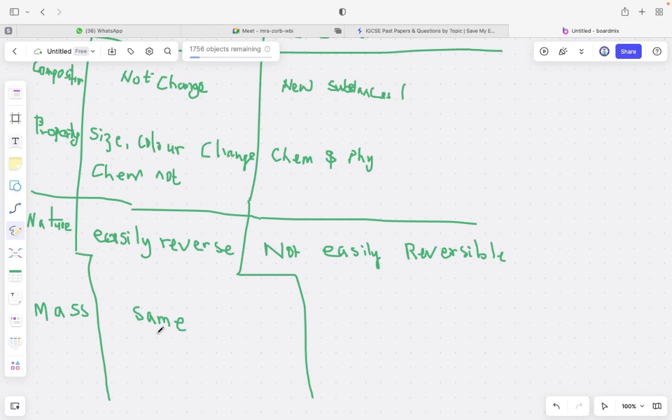Then, for chemical change, the individual masses of the substances will change, but the overall mass remains the same. Individual masses change, overall mass is the same.